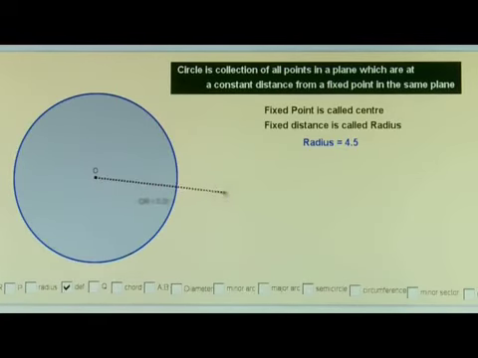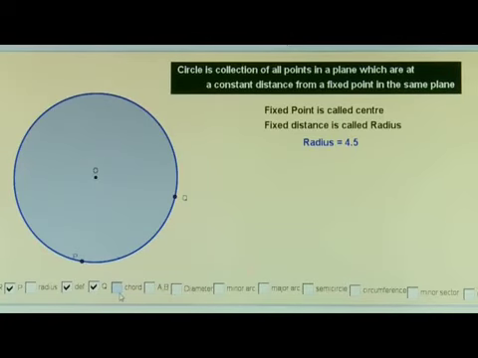Now let me take it outside. When the point R is outside, the distance OR, that means the distance of the point R from the center, will be greater than the radius of the circle. It is obvious from the figure. The movement of point R shows as long as it is inside, the distance is less than 4.5. When it is outside the circle, the distance of the point from the center is more than the radius.